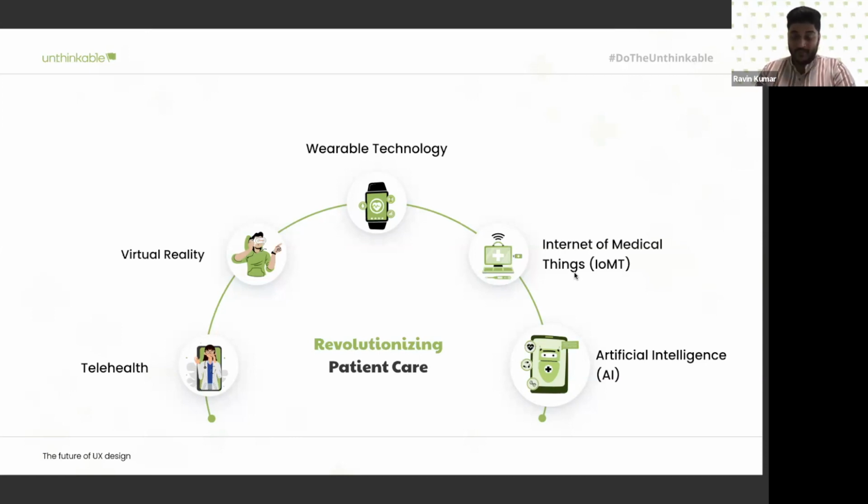I'm so sorry. And what else? Limited access for certain populations is again a challenge, like elderly patients, individuals with disabilities, or people who are living in remote areas. They face some challenges while accessing these kinds of services.